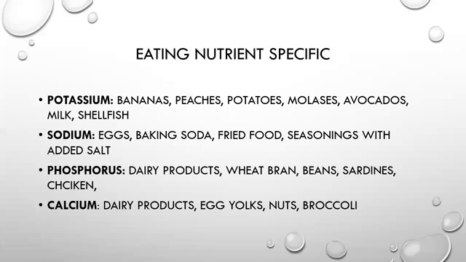Eating nutrient specific. So you need to know this slide. You have to know what foods are appropriate to recommend to your patient if they're nutrient deficient. This is important to know, so bookmark this slide. Good sources of potassium: bananas, peaches, potatoes, molasses, avocado, milk, and shellfish.